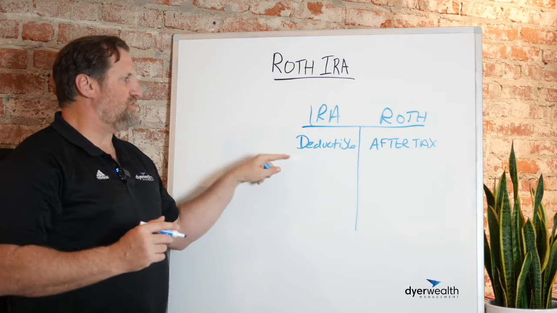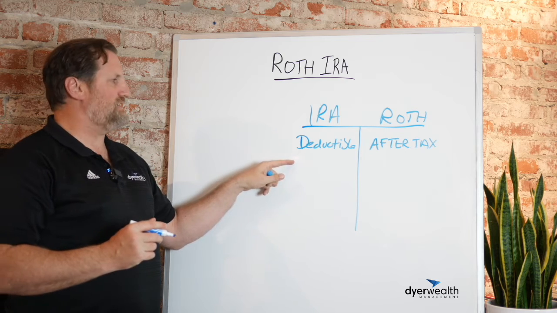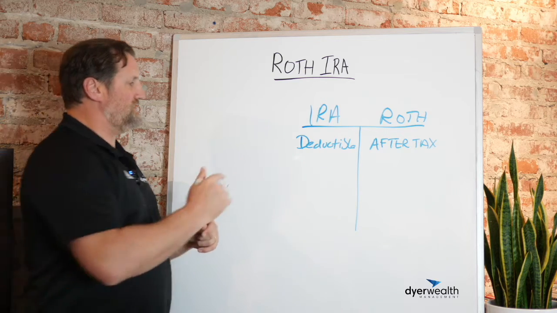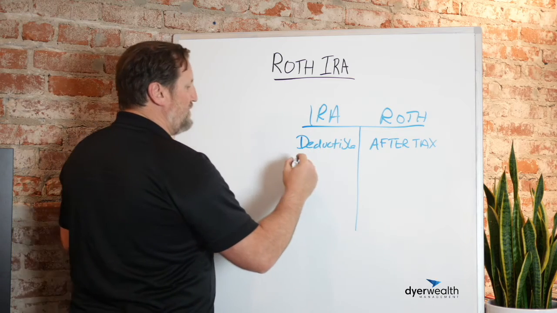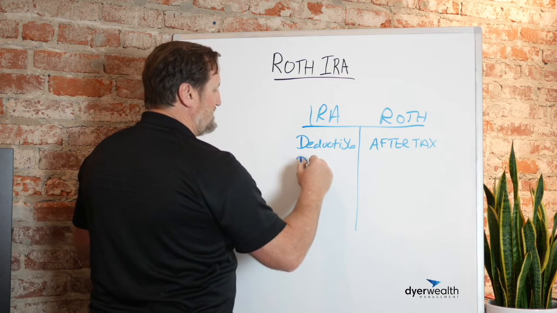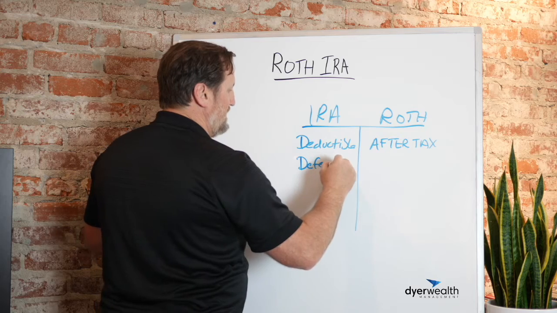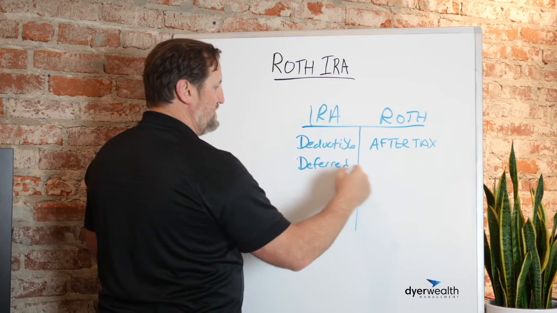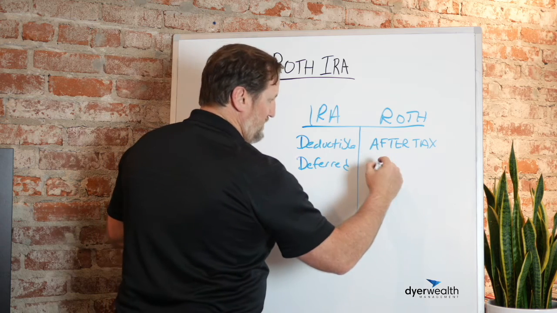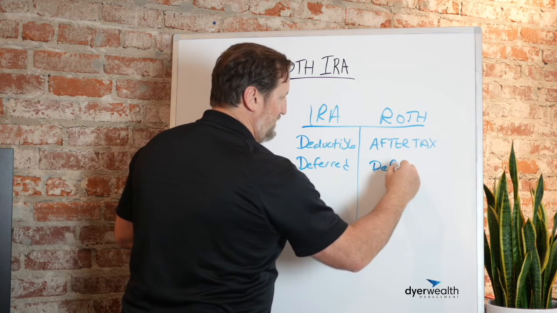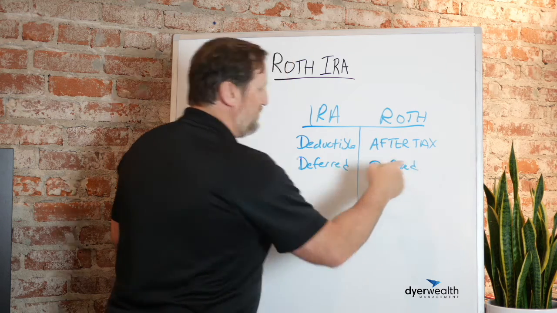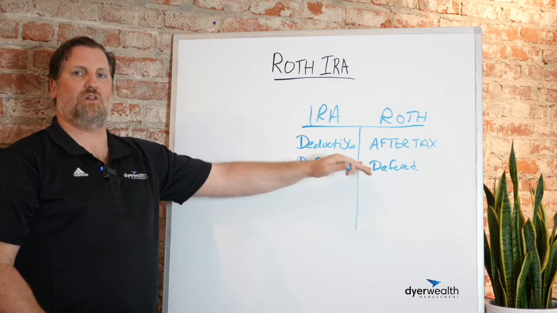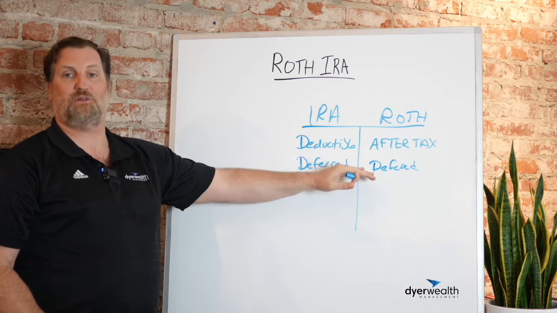All right, so the second thing that we want to look at is how does the growth of the account, the growth in the earnings, how is that taxed? So in this case, growth and earnings in the account are deferred until you take it out. And essentially it's the same over here with the Roth IRA. Transactions that are done every year along the way are not taxable events.